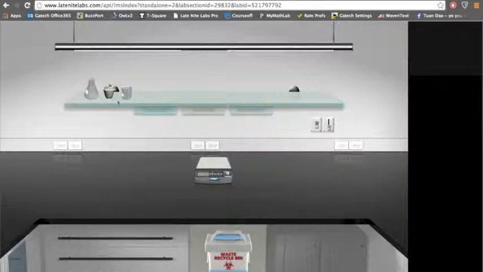Next, we will go into the container shelf, find the crucible, place it on the balance, and measure the mass. The mass is recorded at 88 grams.